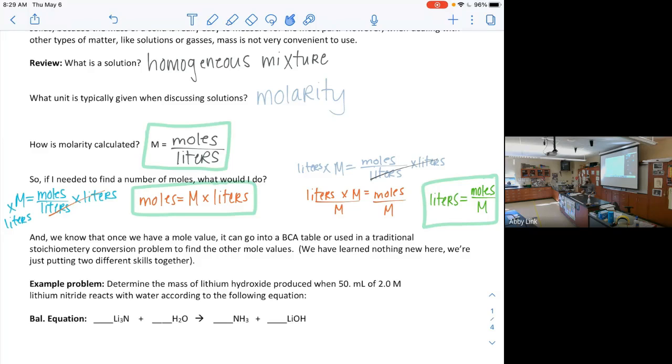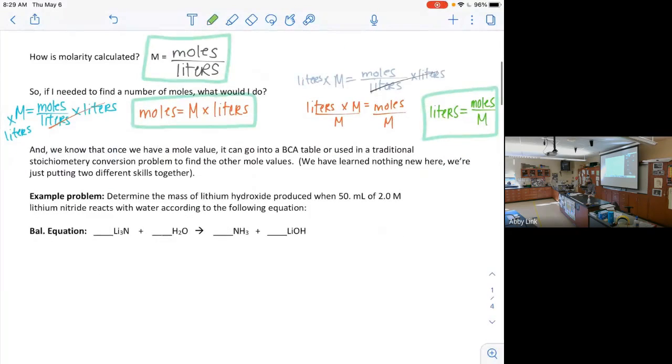All right, so let's dive into a problem and see what we're going to be dealing with here. We're going to combine molarity, solutions, and stoichiometry. Sounds a little scary. Don't be too intimidated. So this problem says: determine the mass of lithium hydroxide produced when 50 milliliters of 2.0 molarity lithium nitride reacts with water according to the following reaction.